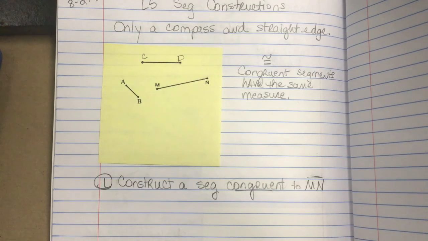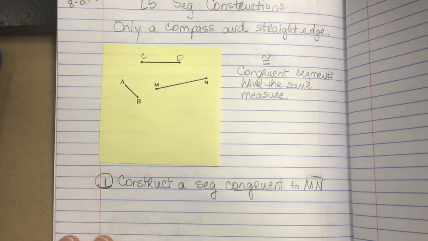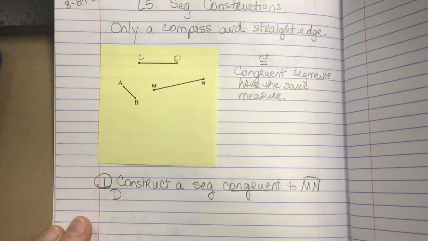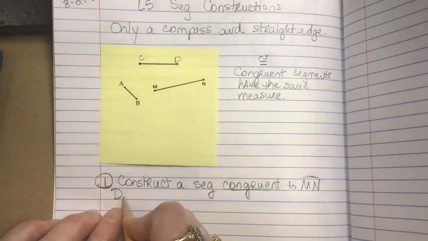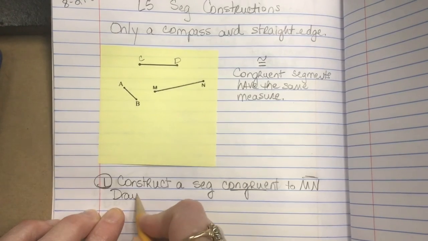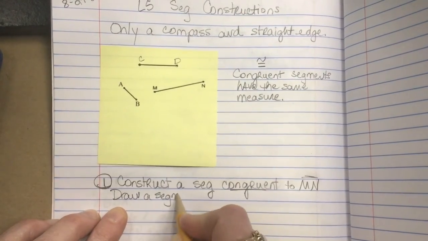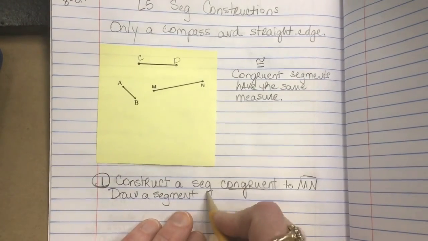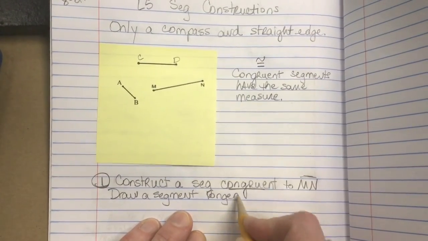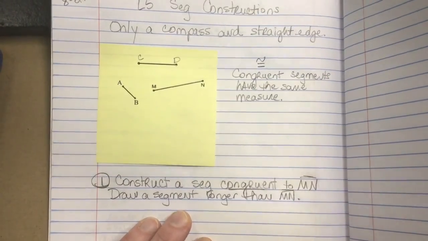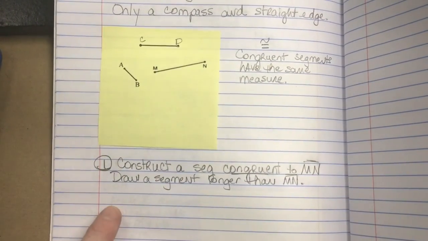So how do we do that? And this is really, I did write a rule on the last one. We're going to do 4. I'm going to just say, and then I think you'll see that for 1, 2, and 3: draw a segment longer than segment MN. And I'm going to skip down 2 lines.